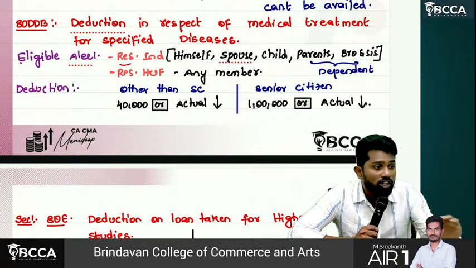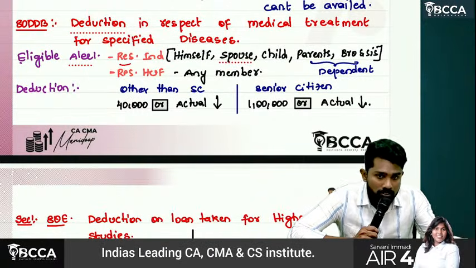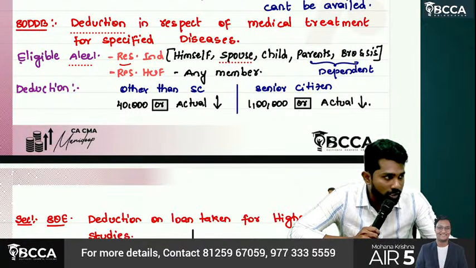Sir, here it is not a flat deduction. Actual amount or 40,000; actual amount or 1 lakh, whichever is lower can be claimed as deduction.